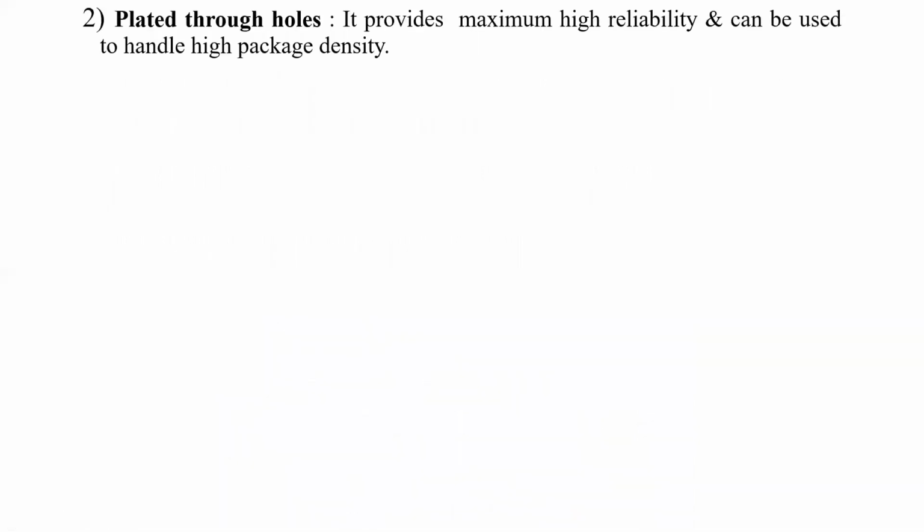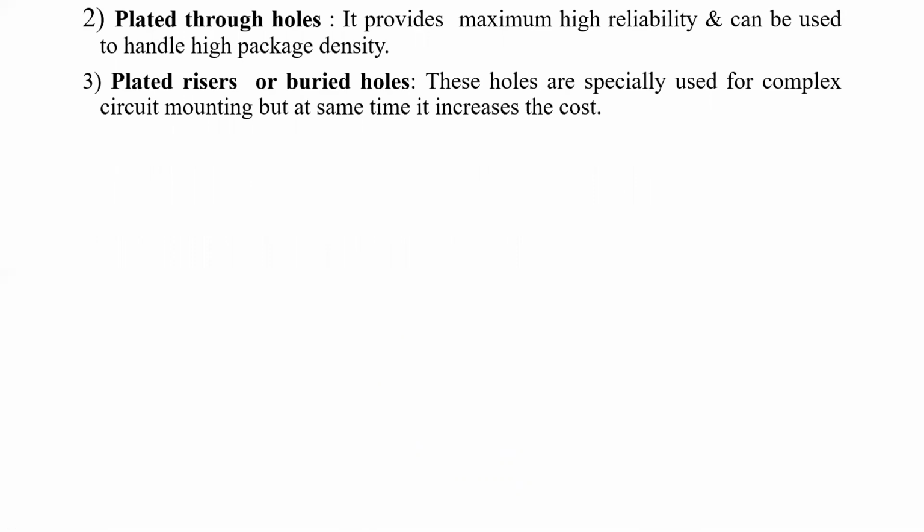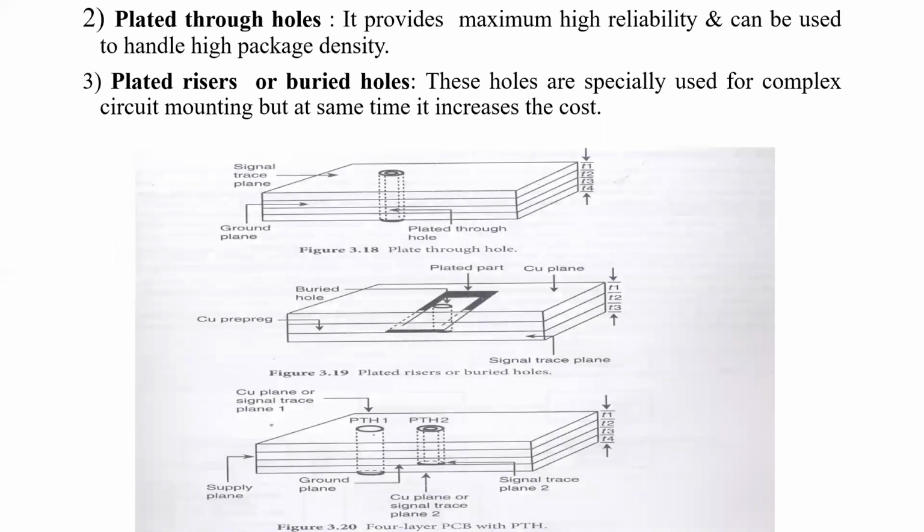Then plated through holes: it provides maximum reliability and can be used to handle high package density. Plated risers or buried holes: these holes are specially used for complex circuit mounting, but at the same time, it increases the cost. Definitely, it increases the cost, and it is used for complex circuit mounting. So you can see here, this first one is the plated through hole. Then this is plated risers or buried holes. This is buried holes, and this one is the signal trace.